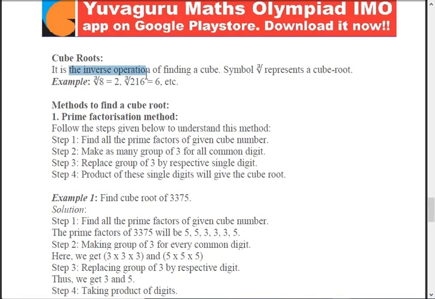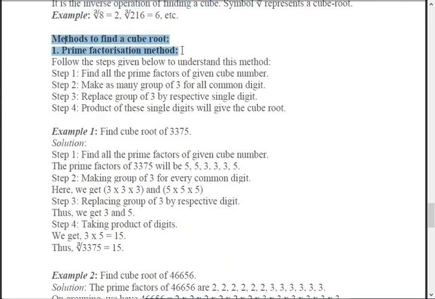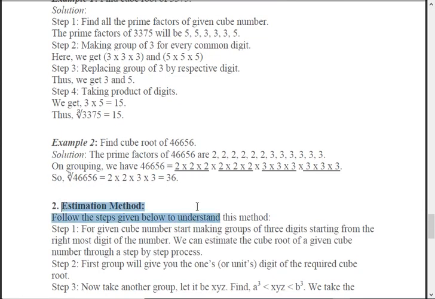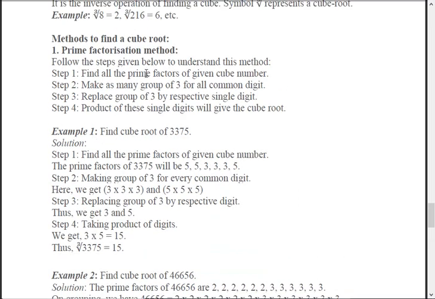Now cube roots. It is the inverse operation of finding the cube. Cube root is denoted by the root sign with 3 in it. So cube root of 8 is 2, cube root of 216 is 6. If you know the cubes, you will know the cube roots easily. Now how to find cube roots? One is a slow method and the other is a fast estimation method. This is prime factorization and this is estimation. Estimation is faster, but it is somewhat of a guessing part, and prime factorization is exact, but it takes huge time.